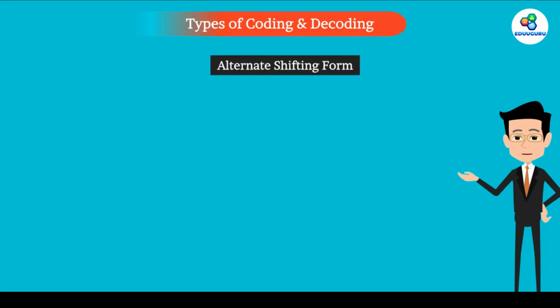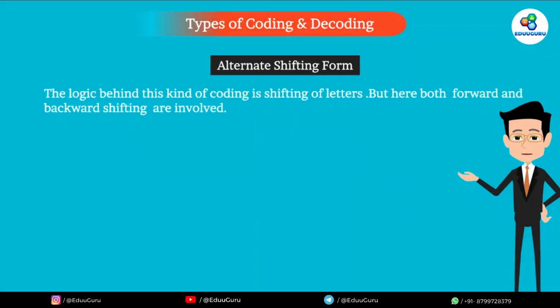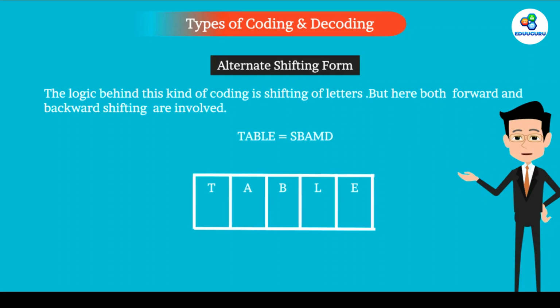Alternate shifting form. The logic behind this kind of coding is shifting of letters. But here, both forward and backward shifting are involved. The word TABLE is written as S, B, A, M, D. Here we can observe that T is shifted backwards to S. On the other hand, A is shifted forward to B. So the first letter has been moved backward while the second letter has been moved forward. Similarly, for the third and fourth letters, B and L are shifted to A and M respectively.